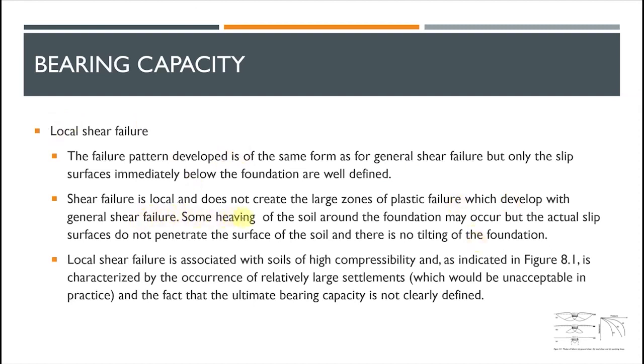Shear failure is local and does not create a large zone of plastic failure, which develops with general shear failure. Some heaving of the soil around the foundation may occur, but the actual slip surface does not penetrate the surface of soil and there is no tilting of the foundation. Jadi takkan sampai surface of soil, maksudnya atas lah, takkan sampai atas ni punya foundation kan. Dia akan drop jatuh ke bawah. Okay, takkan sampai di atas ni lah. Jadi bulging is not very nampak. Some heaving of soil around the foundation may occur. Akan ada sikit lah heaving, macam upward movement of the ground. Mungkin akan ada sikit, but not as much as general shear failure.